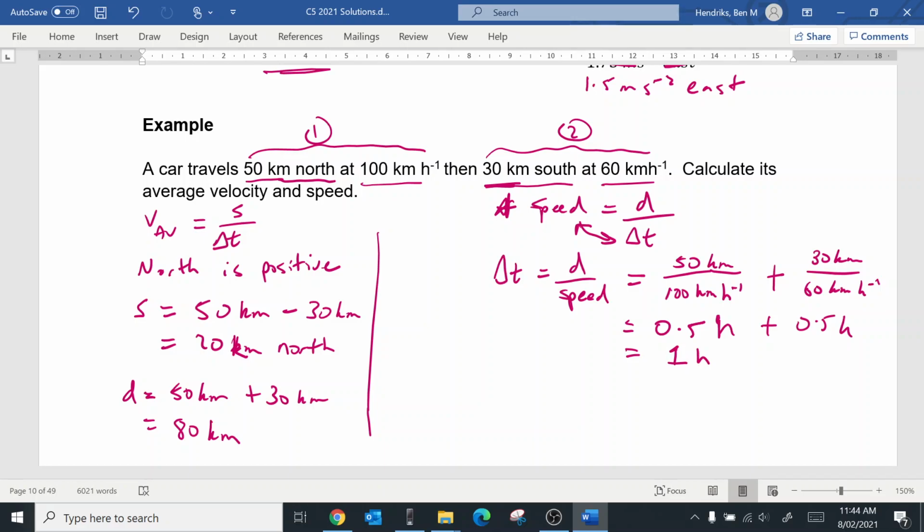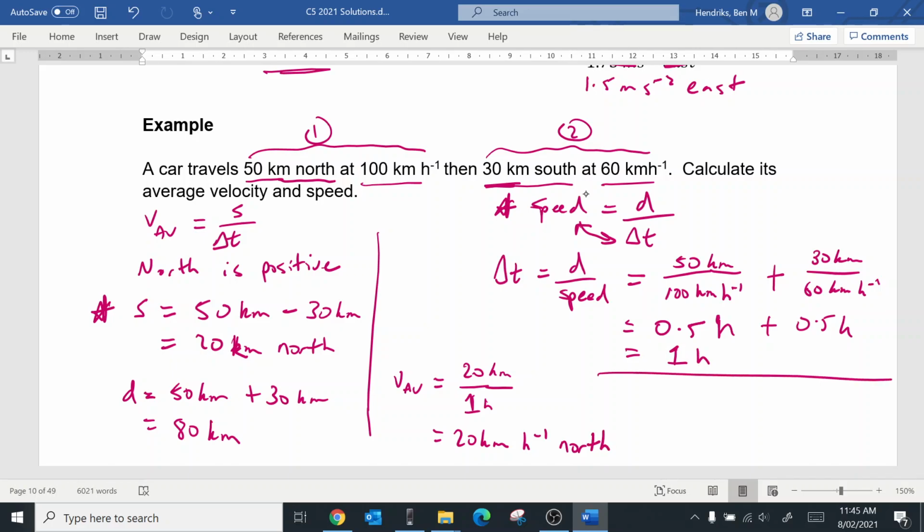And now we can just find out what our average velocity is. So v average, average velocity, is equal to our displacement S, which is 20 kilometers over 1 hour. So if we have 1 hour down the bottom, 20 kilometers on top, we end up with 20 kilometers per hour. And we need a direction, so north is our direction. Sorry, it's all getting a little bit messy.